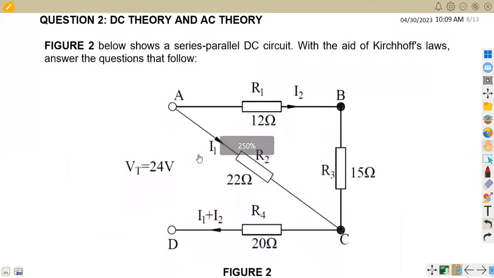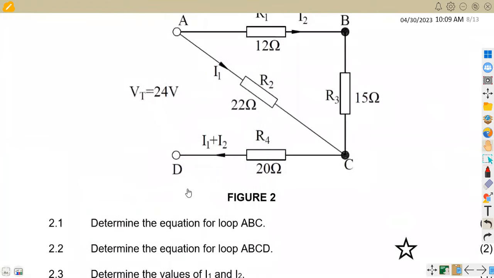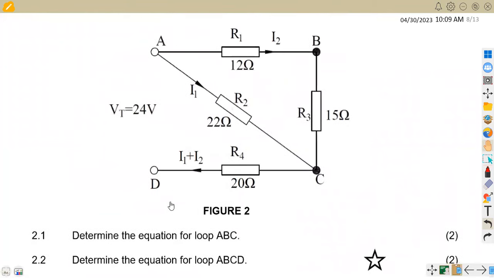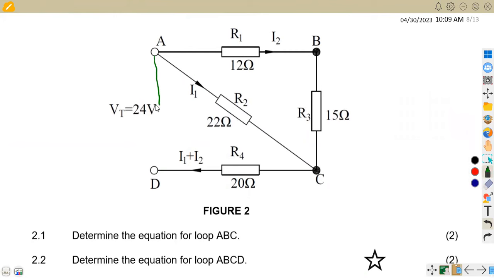We were given fig 2 below, which shows a series parallel circuit. With the aid of Kirchhoff's laws, answer the questions that follow. These are the questions to determine the equation of the loop A, B, C, and so forth. Okay, so let's see what we have. There is a VT here. The diagram, you're supposed to have your closed loop like this, to this point, and to this point, due to the flow of current in this direction. So that is what we're going to have.